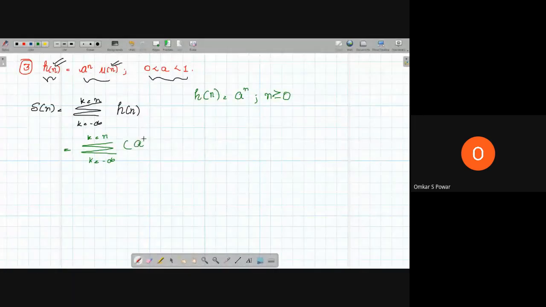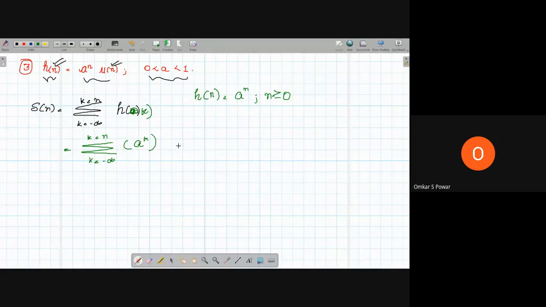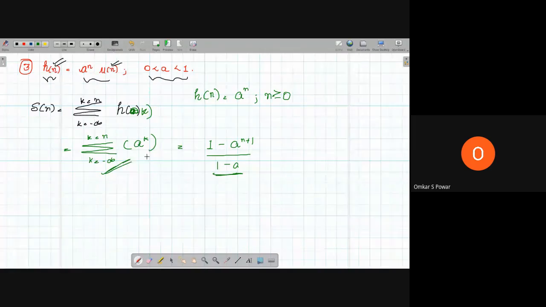But here it is h of k. Sorry, this formula is h of k. So this will become a power k. So if you see the formula, you have 1 minus a power n plus 1 divided by 1 minus a. So this is from your mathematical class. So this expression, how can you solve? Summation infinity to n a power k. This is from your mathematical class, 1 minus a power n plus 1 divided by 1 minus a. So this is your summation formula. So please go back and do your homework.